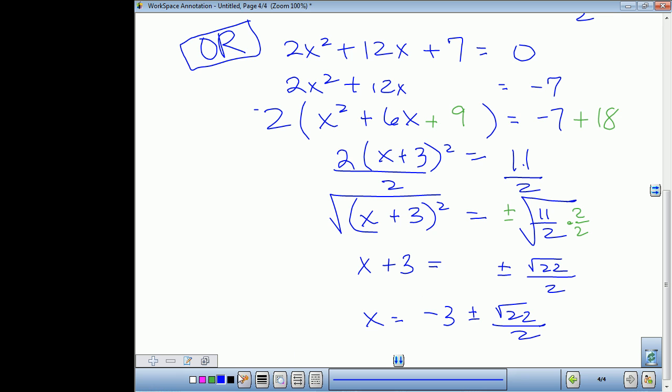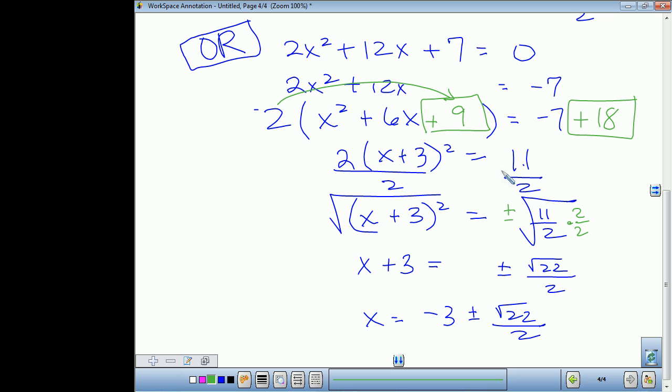Okay. I got 18 because this is the way that several people wanted to do it instead. So instead of dividing out the 2, they factor out the 2. And when you factor out the 2, when you add 9 here, you have to add 2 times 9, which is 18 there. That's why I just divide out the 2 and I don't have to worry about it.